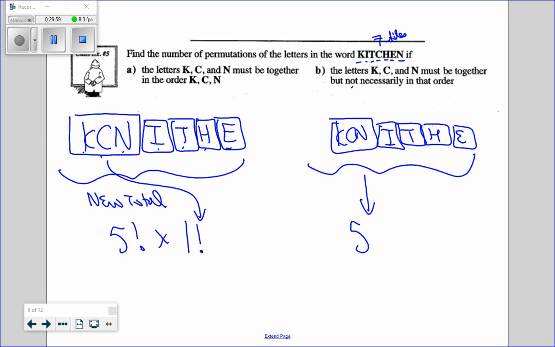Do we still have 5 tiles? Yes. But now these can be in any order that my little heart desires. So I stuck 3 things together, so I times it by 3 factorial.